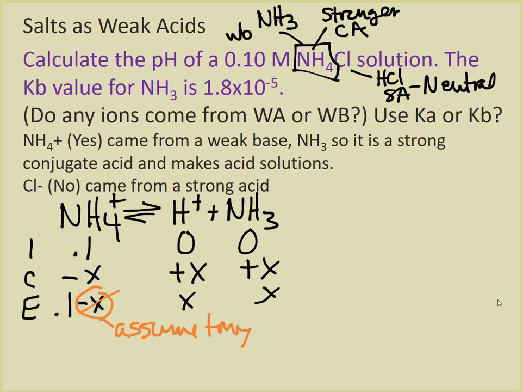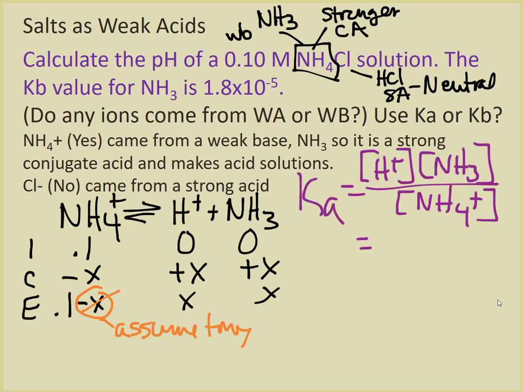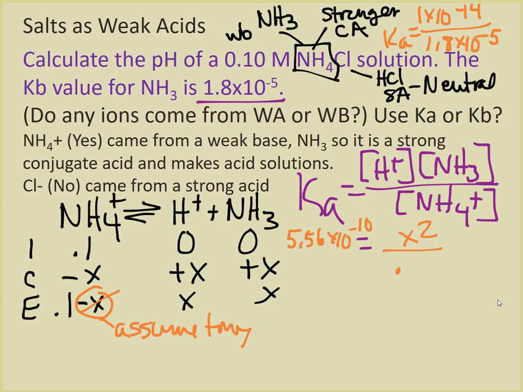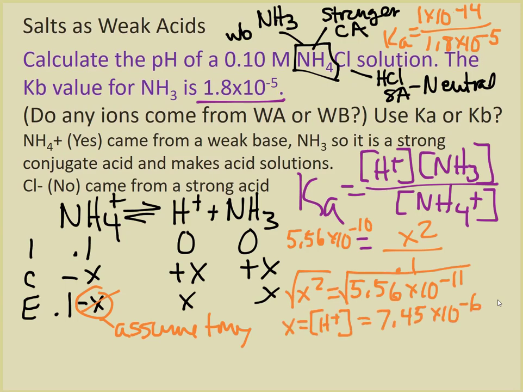Let's go ahead and write out the Ka, which is what we're going to use because this is an acid. And then let's put in what we know. So when I go to retrieve my Ka, I don't have it. I only have a Kb. So I need to do a quick calculation to solve for my Ka. So do the Kw divided by the Kb, and I get 5.56 times 10 to the minus 10 as my Ka. I have x squared on top and a 0.1 on the bottom. So let's simplify a little bit. And then let's take the square root of each side. So my hydrogen concentration, or my x, is 7.45 times 10 to the minus 6.